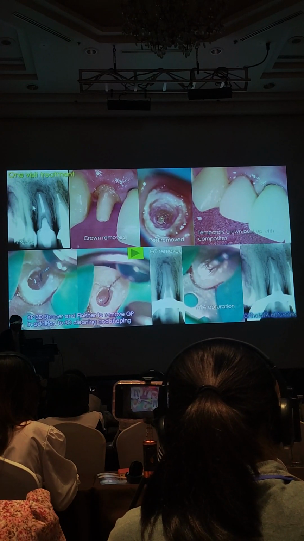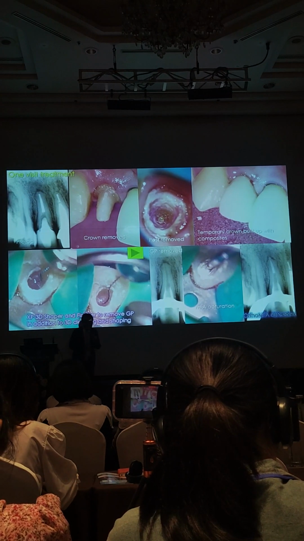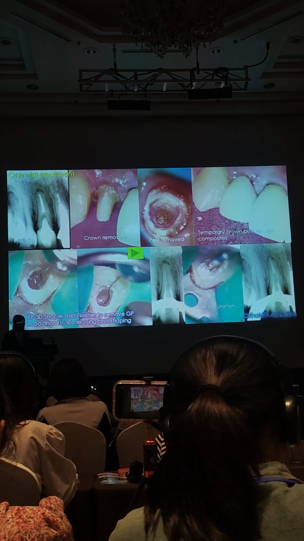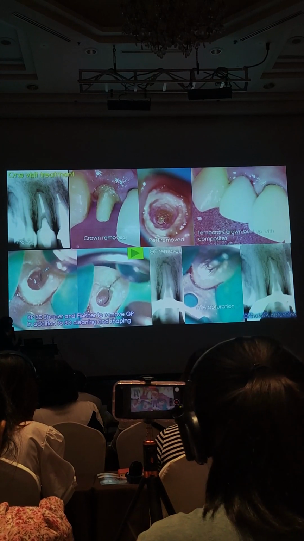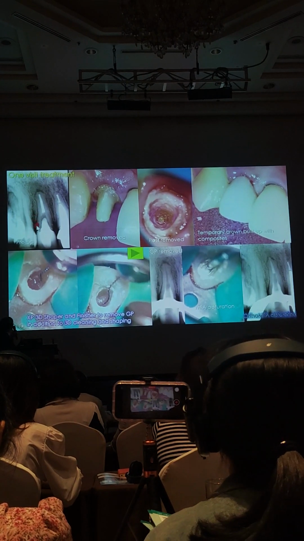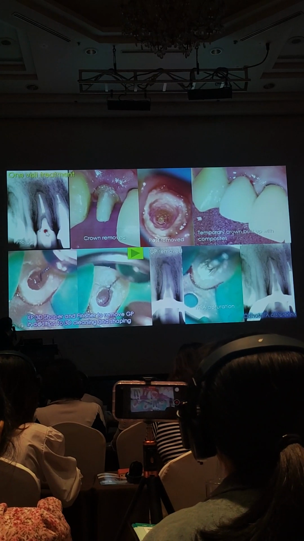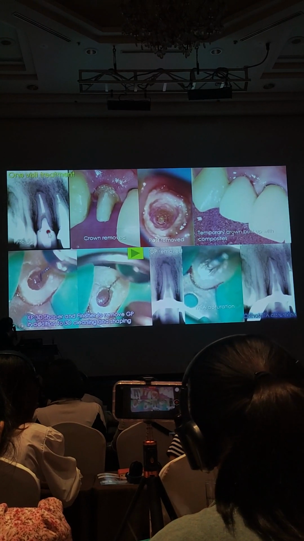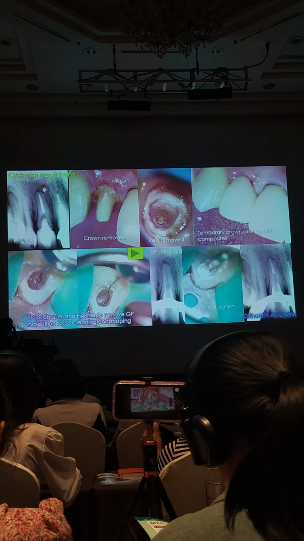I only receive difficult cases because in Japan, there are many good dentists and endodontists doing root canal treatment. So I only receive difficult cases. So here, you see the periapical lesion right here. In addition to that, you see the gap between the coronal restoration and the root. So this is the reason why you see the periapical radiolucency.